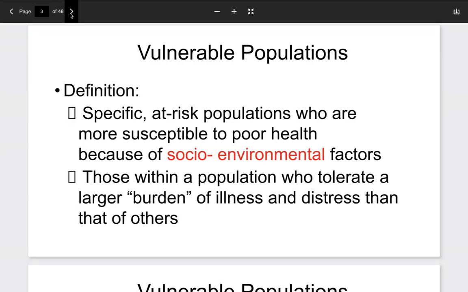And usually those within a population who tolerate a larger burden of illness. The concept of the burden of illness was also discussed earlier on in the semester. The burden is referring to the difference in the number of people that are affected between groups. And usually the larger the group, the larger the burden is.